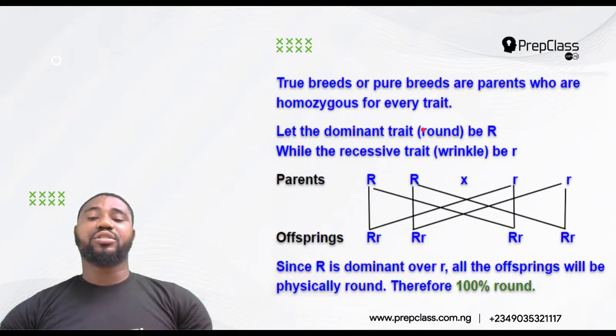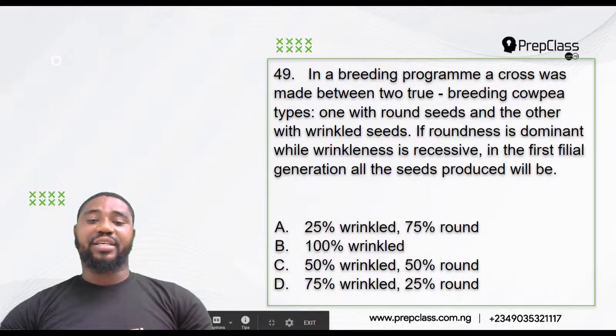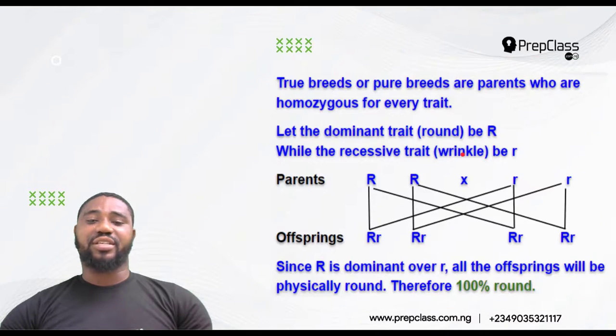So you are crossing wrinkle and round. The thing they say is that one is dominant over the other. They say that if the roundness is dominant, then the wrinkledness is recessive. So I said let the dominant trait, which is round, be big R, while the recessive trait, wrinkle, be small r.